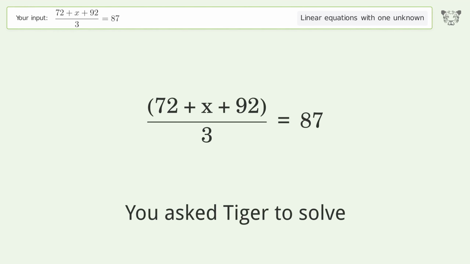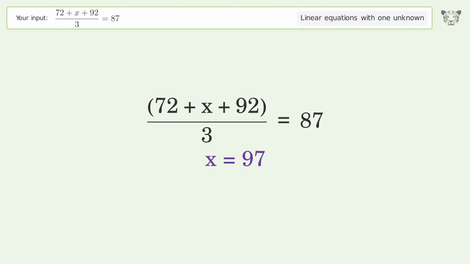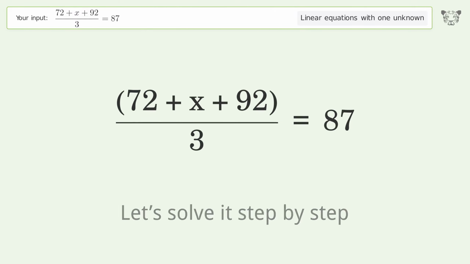You ask Tiger to solve. This deals with linear equations with one unknown. The final result is x equals 97. Let's solve it step by step.